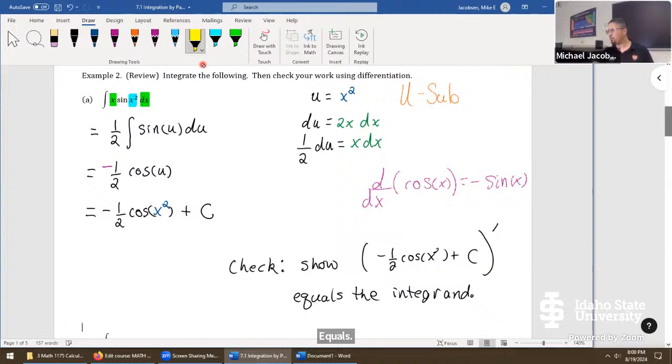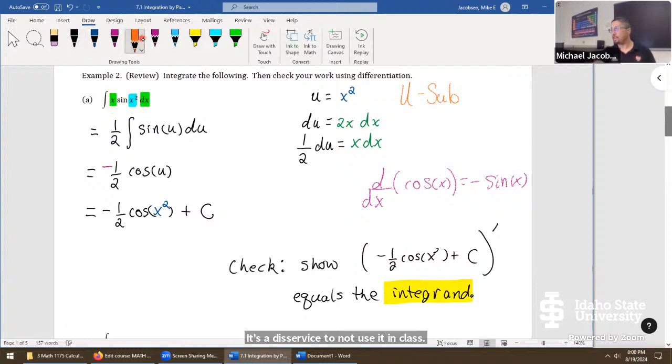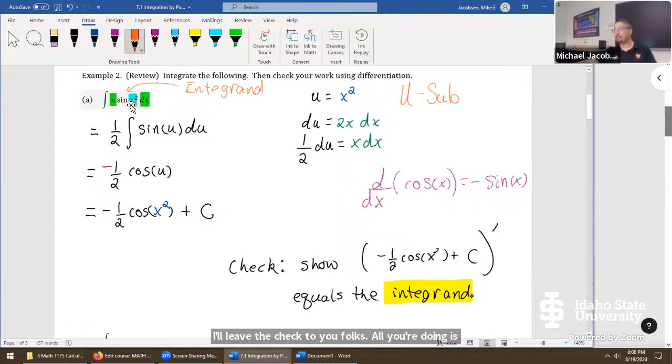That's another fancy word, but it comes up so often, it's a disservice to not use it in class. By integrand, we mean that whole thing right there. Let's use an arrow. I'll leave the check to you folks. All you're doing is using the chain rule to verify that if you differentiate this, you should get that, x sine x squared. But I'll leave that one up to you. Any questions at all, folks, on this first integration problem here?